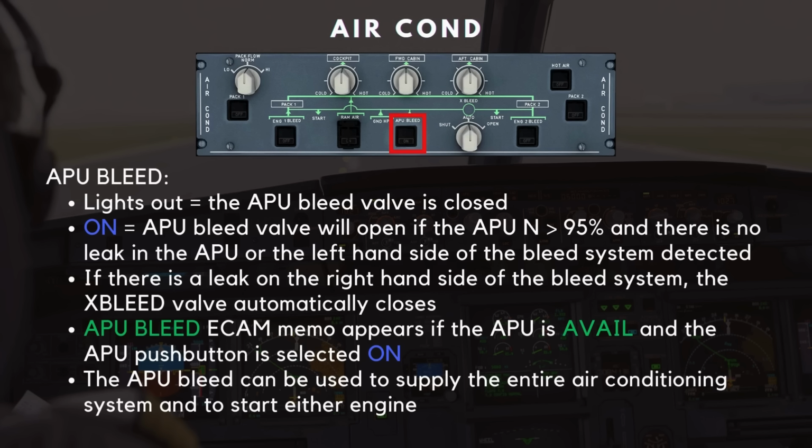The APU bleed ECAM memo appears if the APU is available and the APU push button is selected on. The APU bleed can be used to supply the entire air conditioning system and to start either engine.